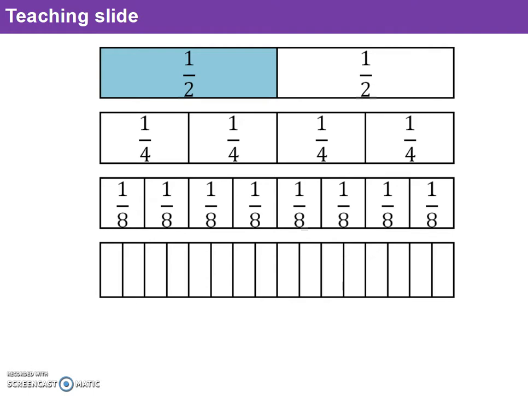So looking at that top bar, it's split into 2 equal parts because each part has to be worth exactly the same, in this case 1/2. The second bar, the one just underneath it, is shown as the quarters that Mr. Lopez was talking about.